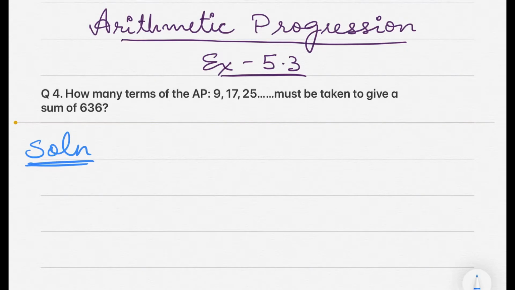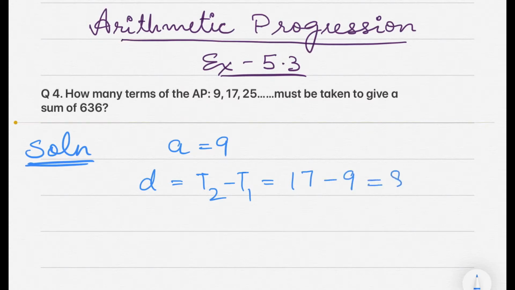So from AP I can figure out that my A is equal to 9 and my D will be equal to, it's given as AP, so I can just find out one. So second term minus the first term, 17 minus 9, so that is 8, and sum of n terms, right? So this is given to us as 636. So sum is 636 and I have to find the n.